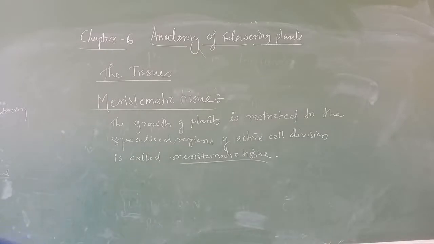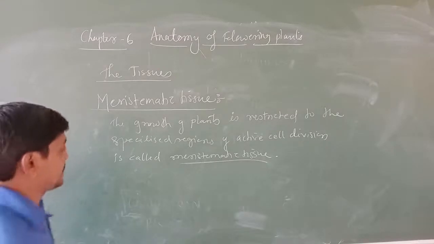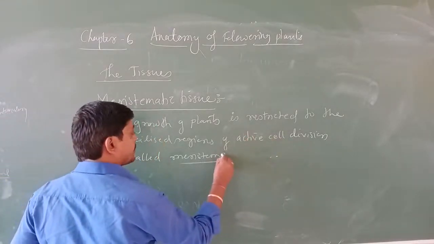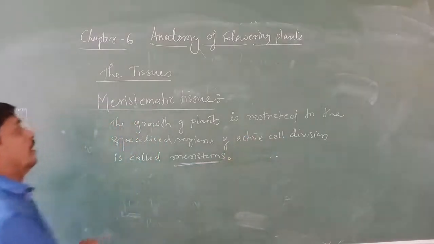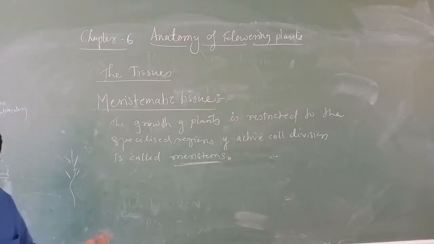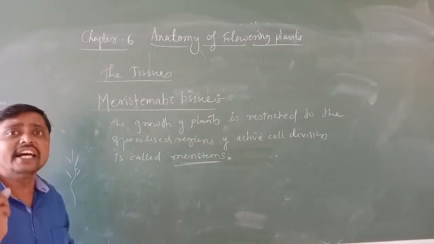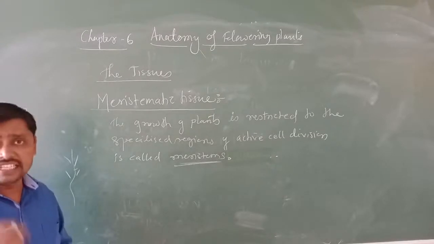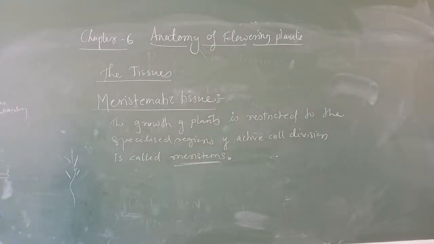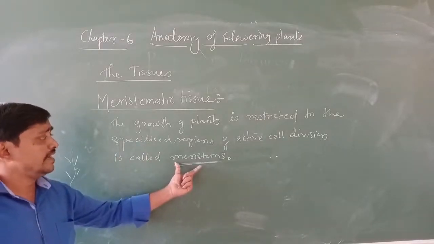Meristematic tissue, in the sense of meristems, not meristematic tissue, meristems. When the plant is going to start growing in its height or its width, at that time in specialized places, the cells are active and they are going to divide and redivide. Such cells are called a meristem.